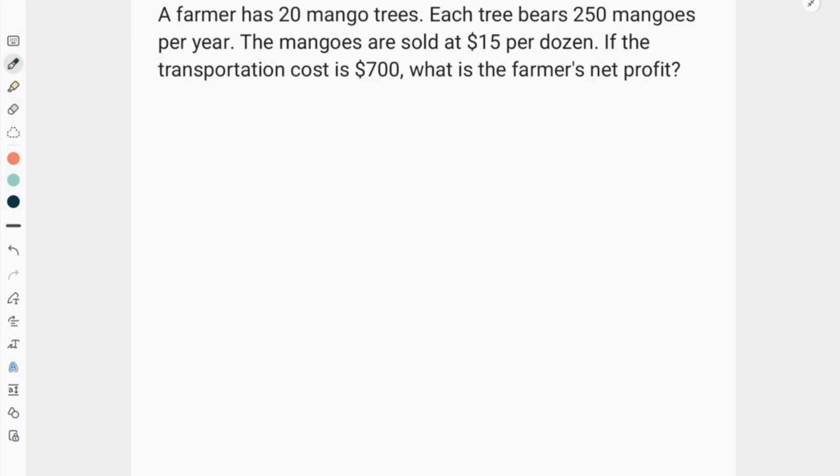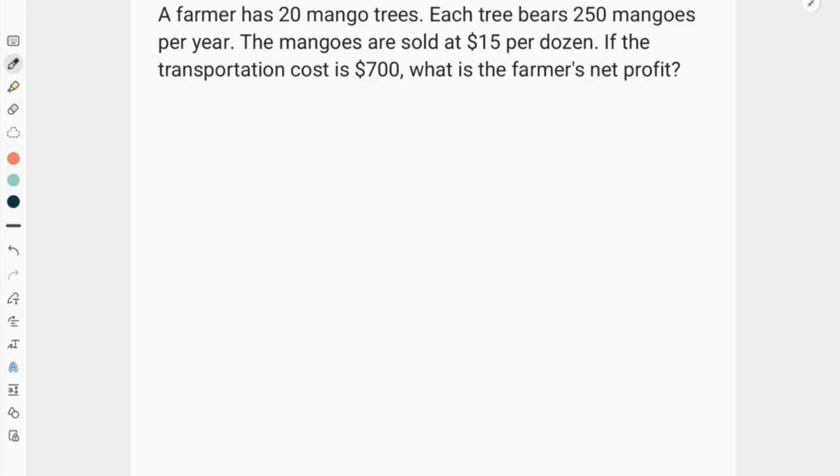Okay, so we can get the actual numerical answer, but let's just think to see if we have all the information available. We have to somehow calculate the total number of mangoes. Then we have to calculate the total amount of money that the farmer would receive by selling those mangoes. That would be available based on the given information. This is $15 per dozen, so $15 for 12 mangoes. Let's keep that in mind.